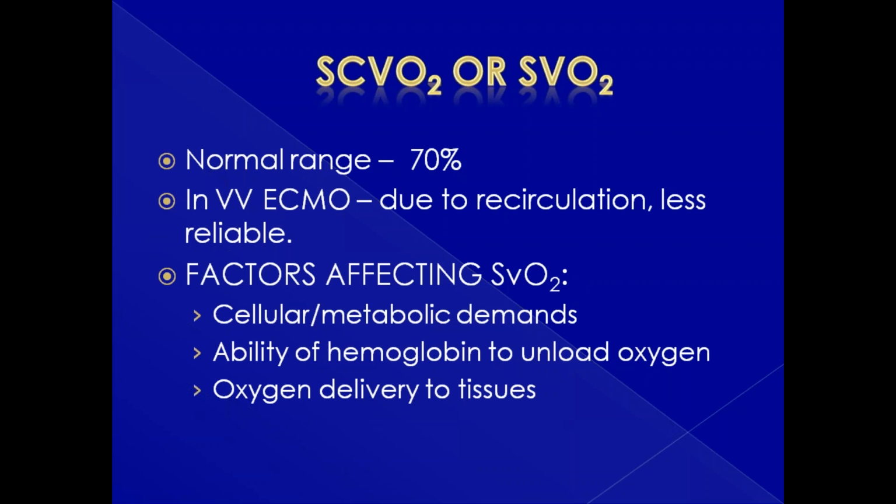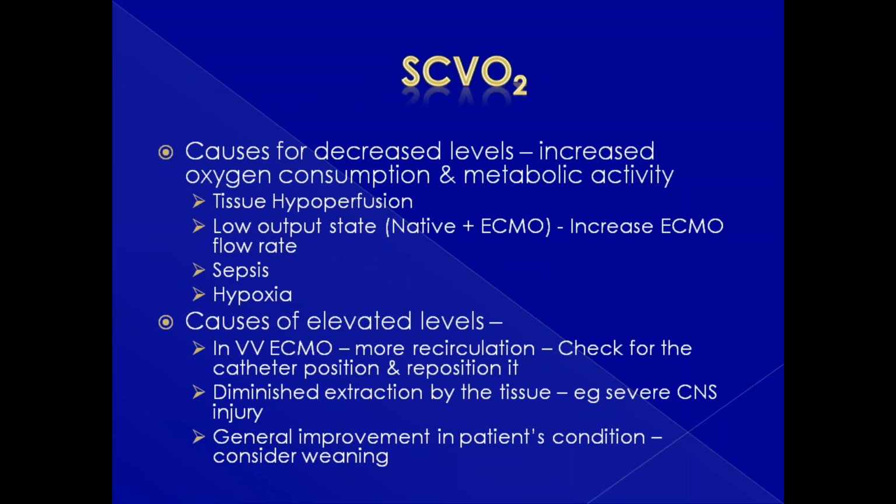So factors affecting venous saturations are cellular or metabolic demands. If they are more, venous saturations could be low. Also the ability of hemoglobin to unload oxygen and the ability to deliver to tissues. The causes for decreased levels are increased oxygen consumption and metabolic activity, and tissue hypoperfusion. You can undo that by giving fluid. Low cardiac output state: increase the ECMO flow rate when that is a problem. Sepsis or hypoxia, you can try to treat them.